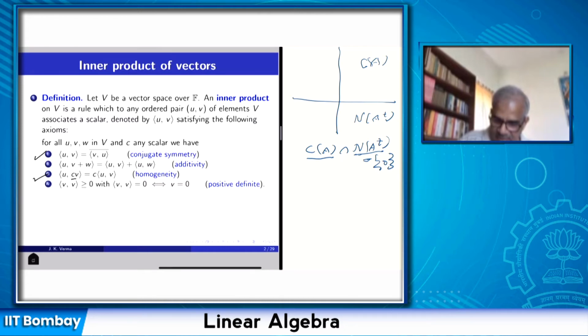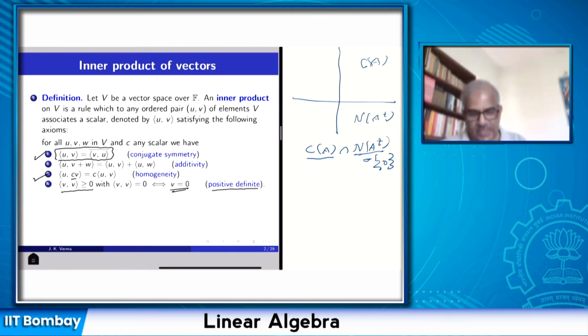The last property is that the inner product of v with v is bigger than or equal to 0. One part, that the inner product of a vector with itself is a real number, is a consequence of the first axiom, because if I put u equal to v there, then this number is its own conjugate, so it must be real. But this says something more, that it is bigger than or equal to 0, and it is 0 if and only if the vector is 0. This is called the positive definite property.